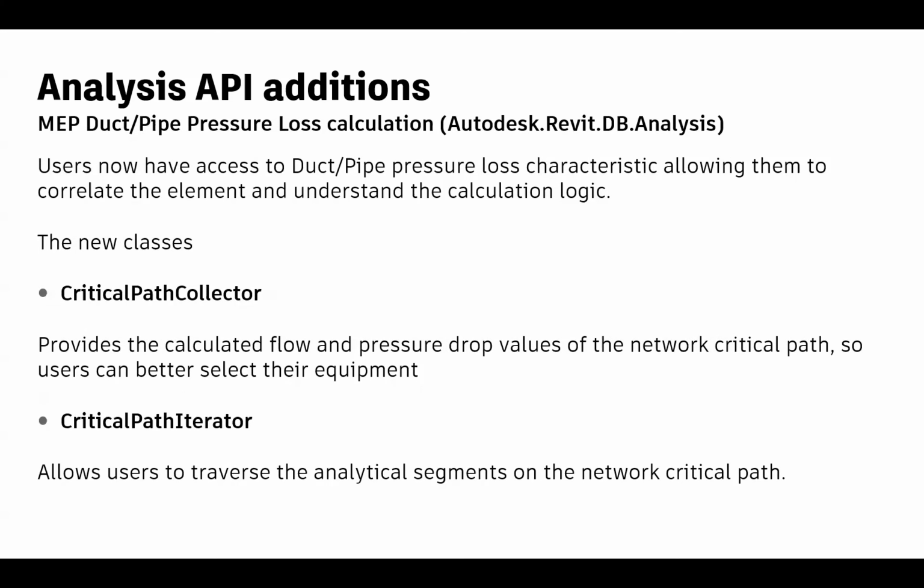We've added some new capabilities to the pressure loss calculation. Users now have access to duct pipe pressure loss characteristics. There is a new class, critical path collector, and the new class, critical path iterator. They provide the ability to see the calculated flow and pressure drop values of the network critical path.